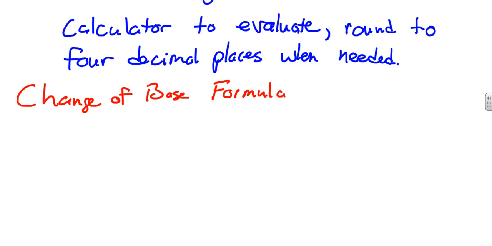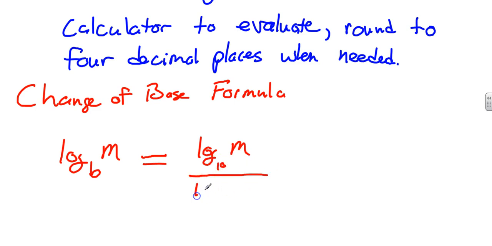So here's what the change of base formula said. Let's say you had the log of M, some number, and your base was B. If these two things were the same, we had the shortcut properties for it. But here's what it says. If these two things are different, then this can equal the log of M base 10 divided by log of B base 10.